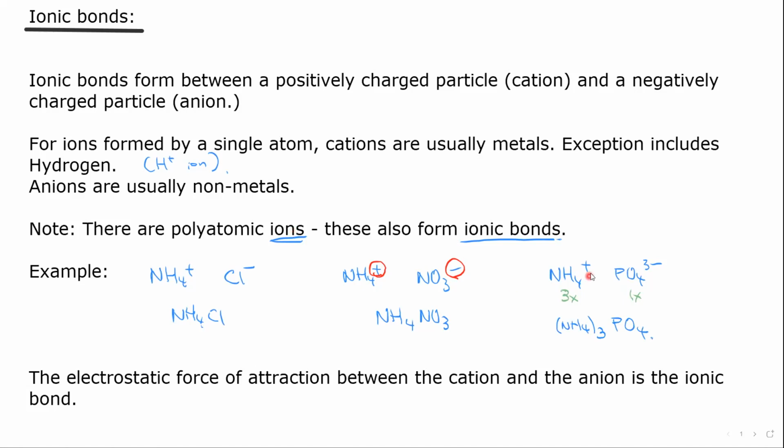Importantly, you need to think of these as ions. Even though nitrogen and hydrogen are non-metals, this is a positive, right? Treat the whole thing as an ion, and they still form ionic bonds. Just keep in mind, it's the electrostatic force of attraction between the cation, whatever that is, and the anion, whatever that is. That attraction between them is what we call the ionic bond.